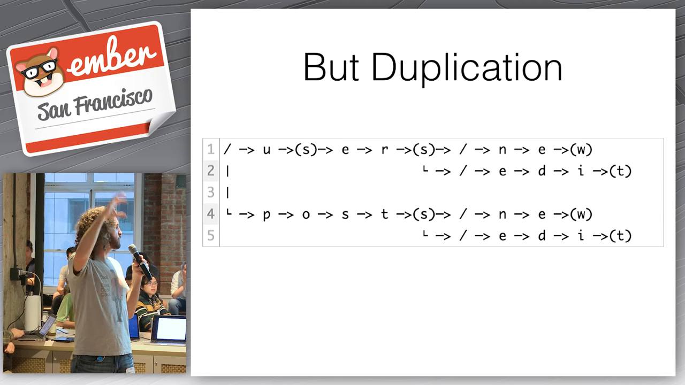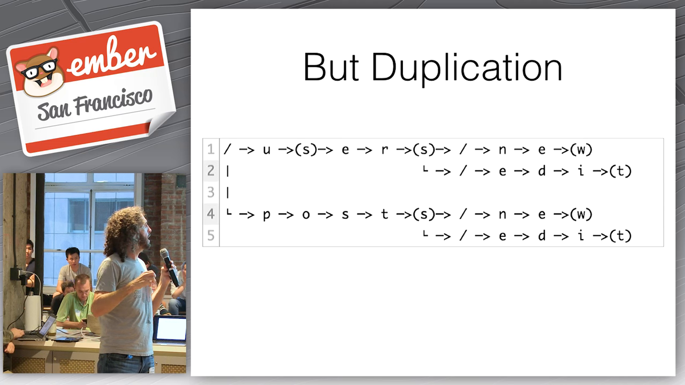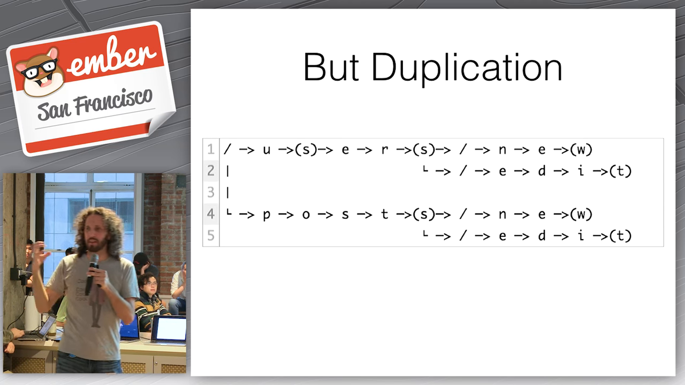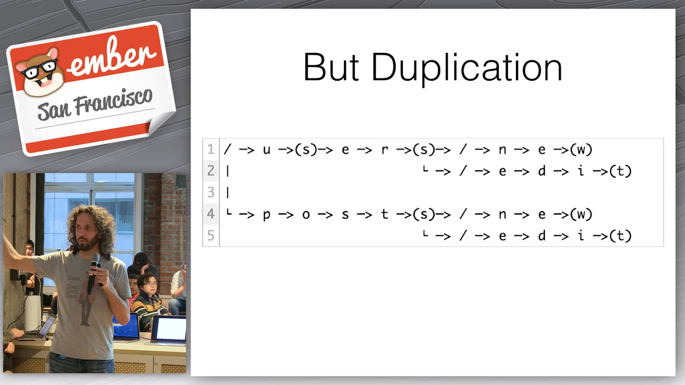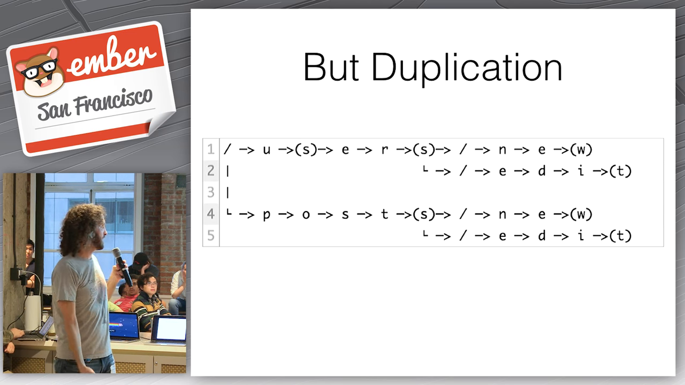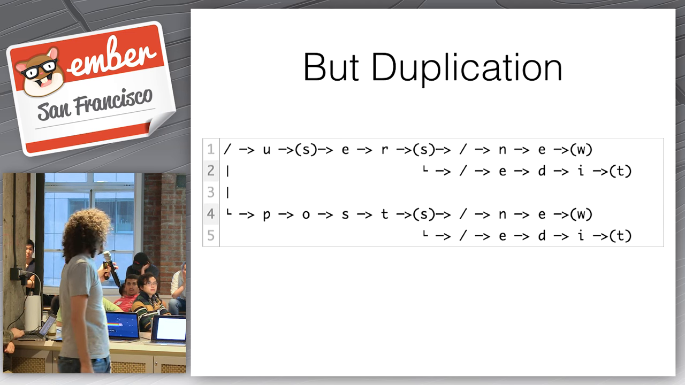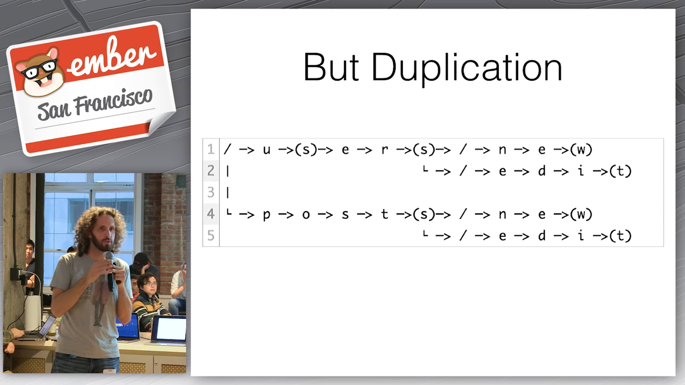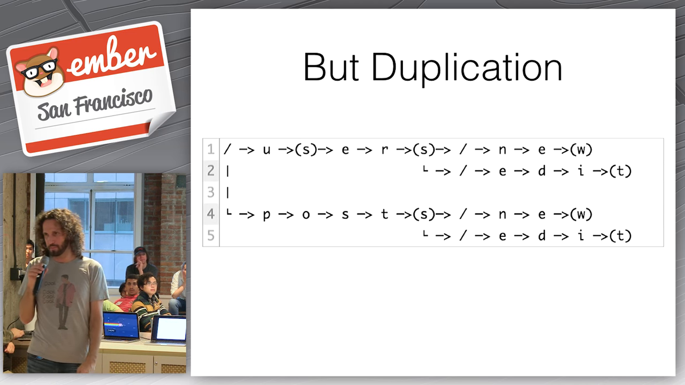Slash U, yes, great. S, yes, great. E, yes, great. R, yes, we've got that too. S, yes, we're there. We've hit an accepting state. We've hit the end of the input, and we trigger a match. And we know for sure that it was the slash users route, because there is one node for that route.